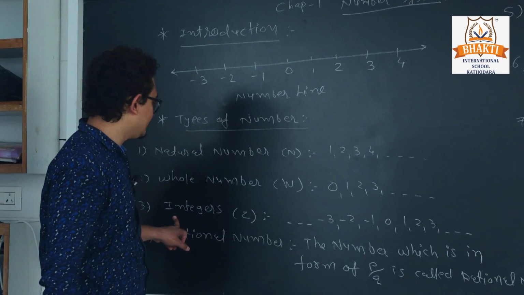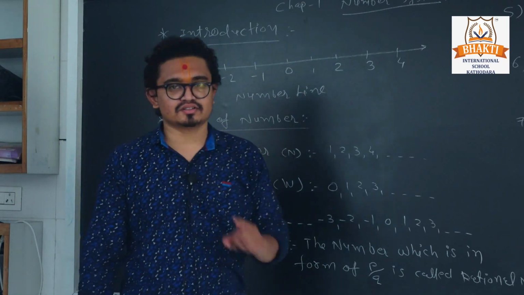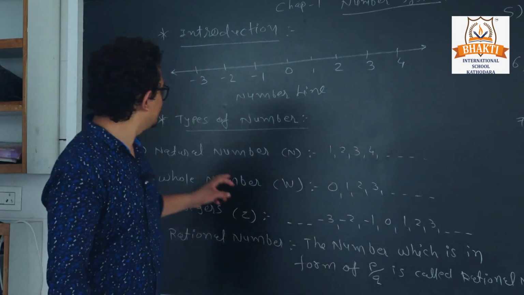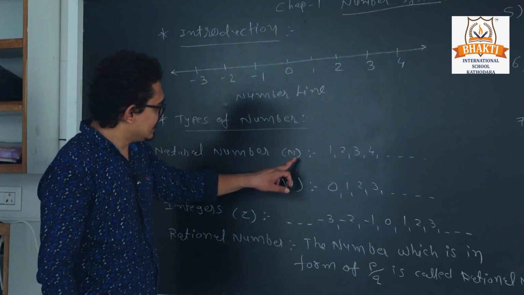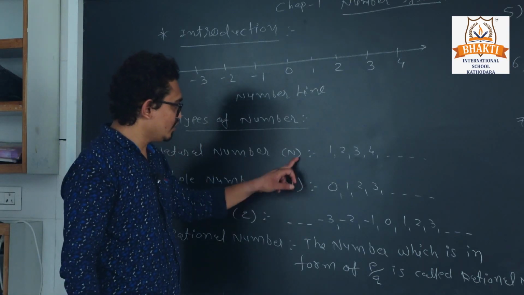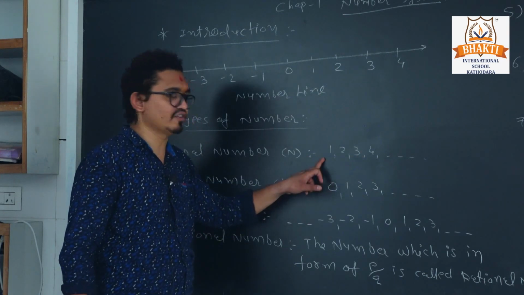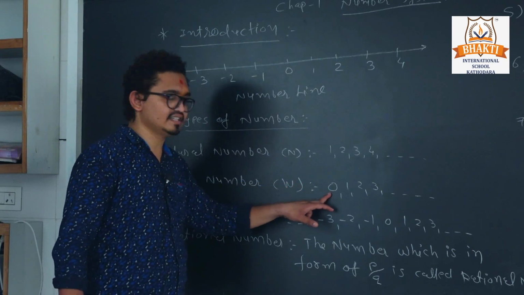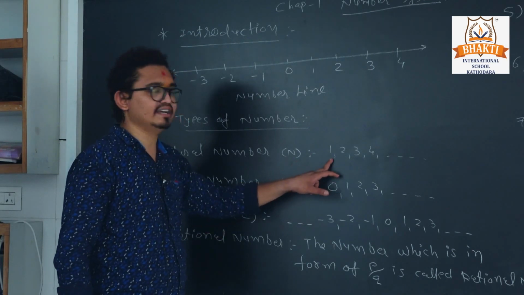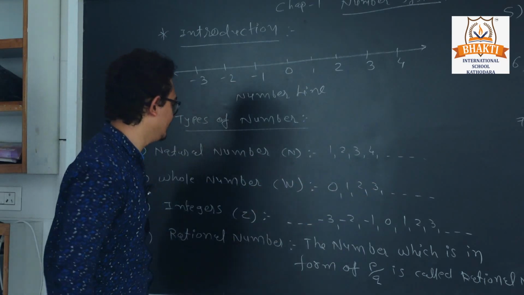The third type of number is called integers. But before that I have a question for you. What is the difference between natural and whole numbers? You can clearly see that natural numbers start from 1 and whole numbers start from 0. That is the basic difference: in whole numbers we take 0, in natural numbers we start from 1. It is the basic difference between both of them.